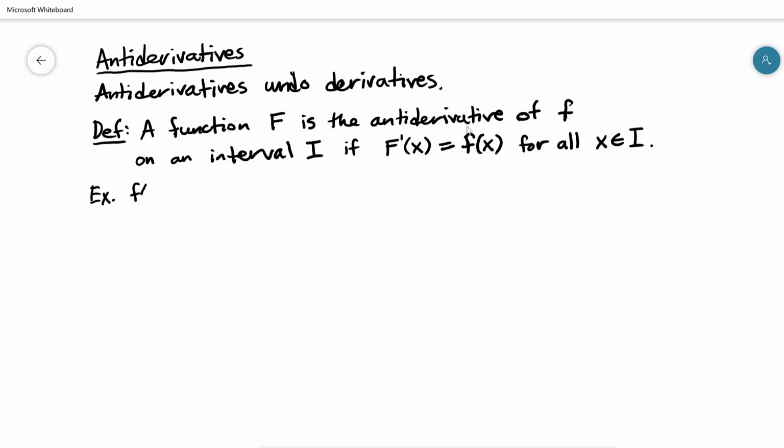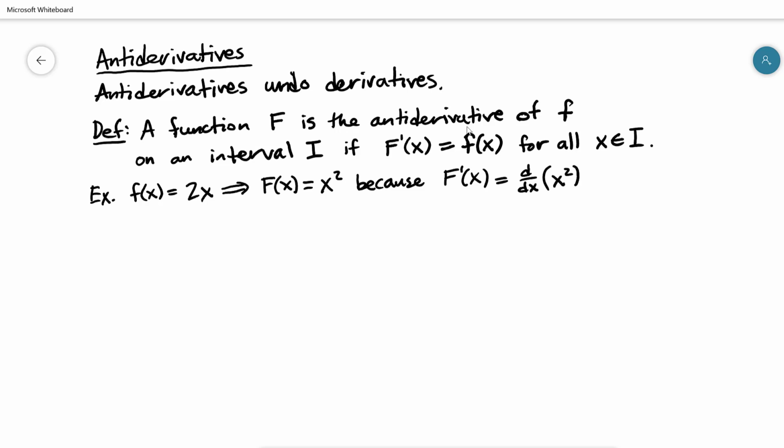If I tell you that f of x is equal to 2x, what is the function, capital F, that spits out 2x as its derivative? And in this case, we would say that the capital F, which we'll use for the antiderivative, is going to be x squared, because when I take the derivative of that, F prime of x, that's the same as d/dx of our x squared, and we get 2x out of it.